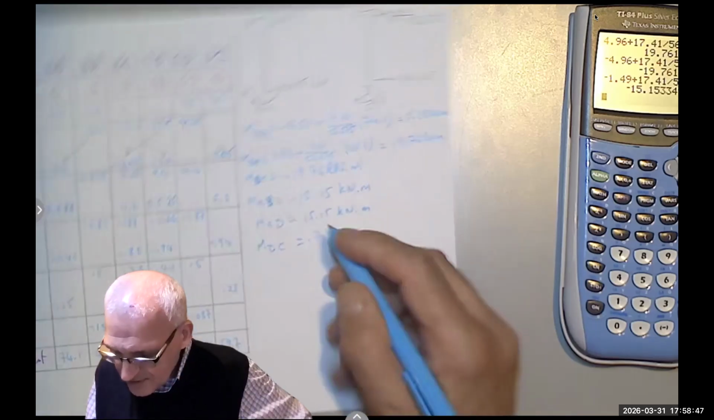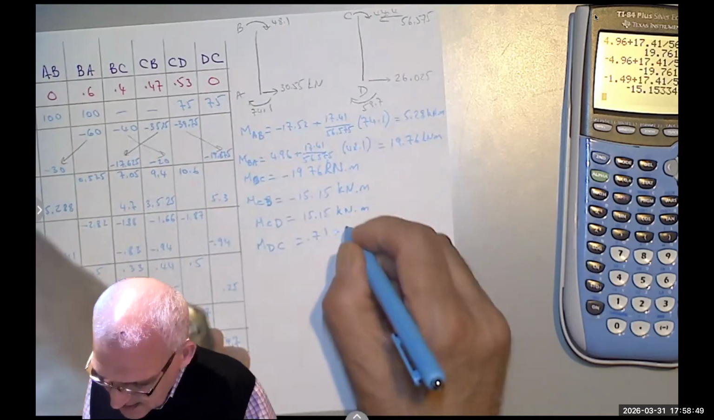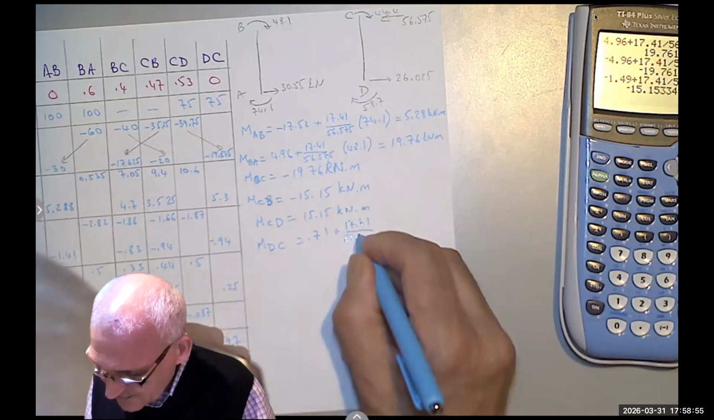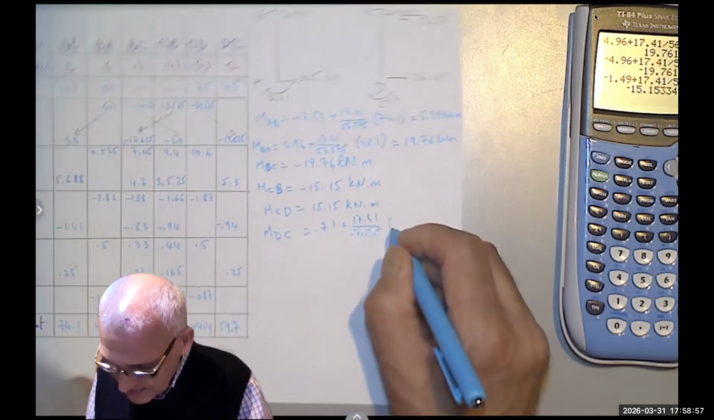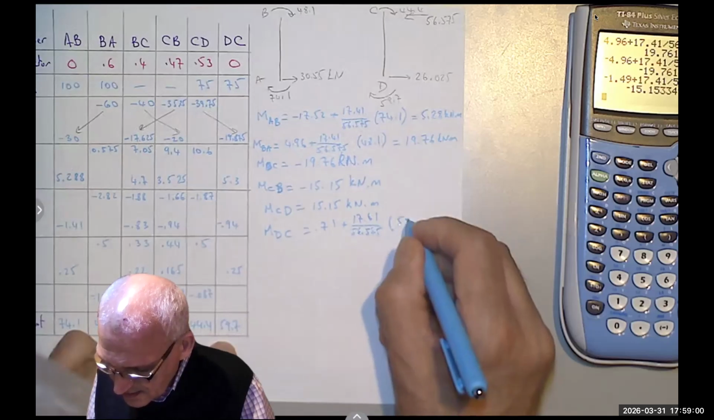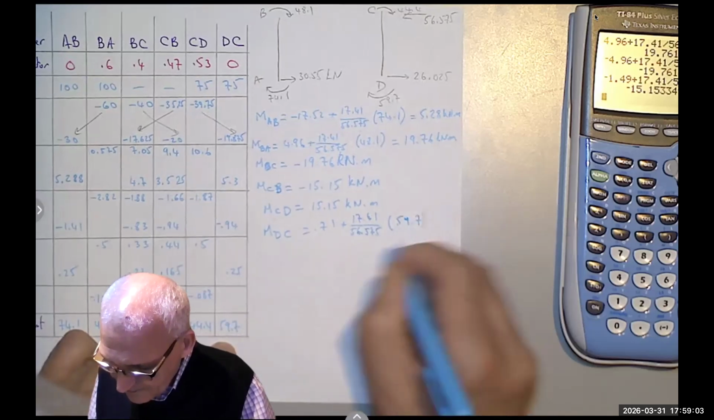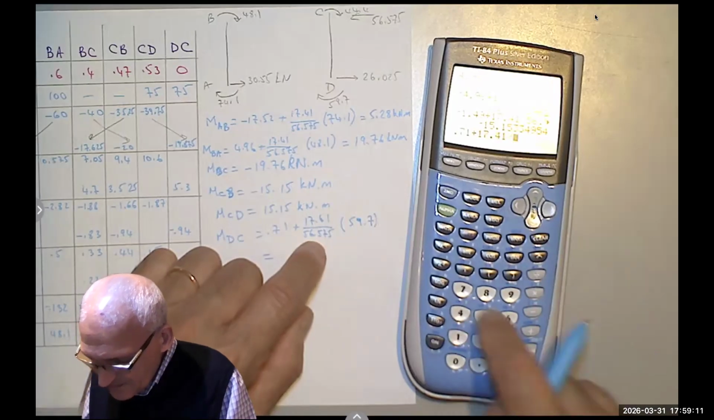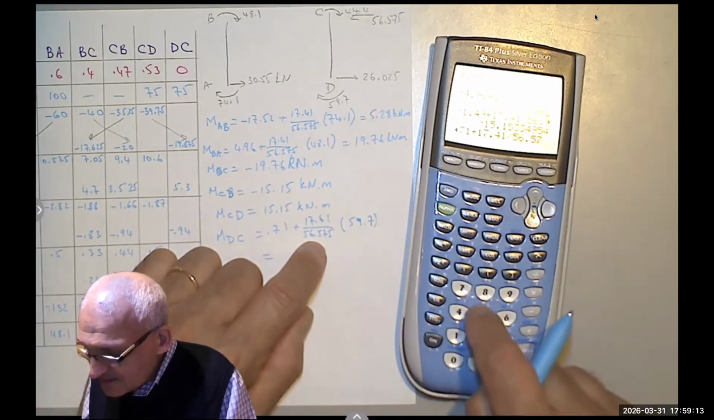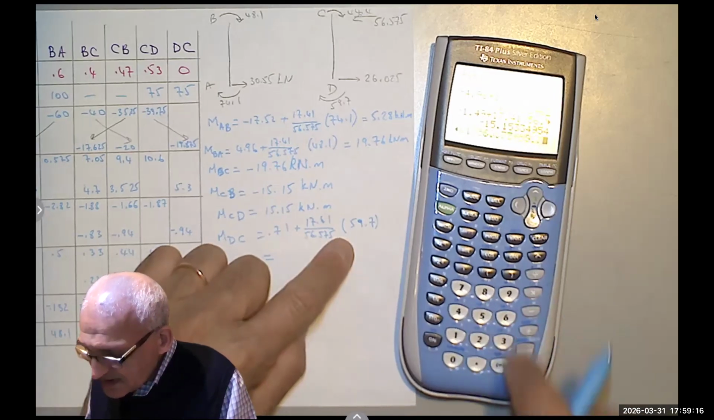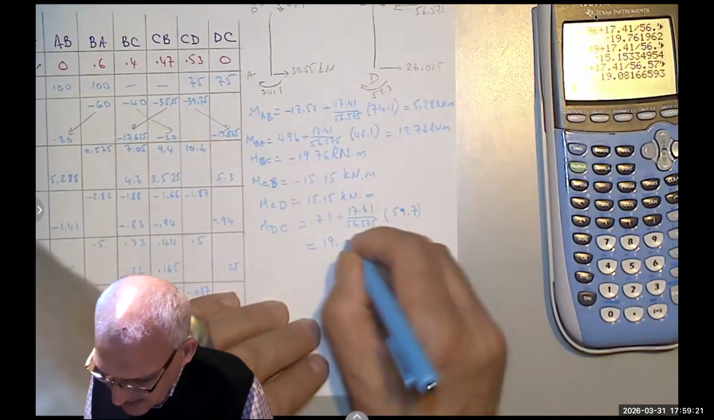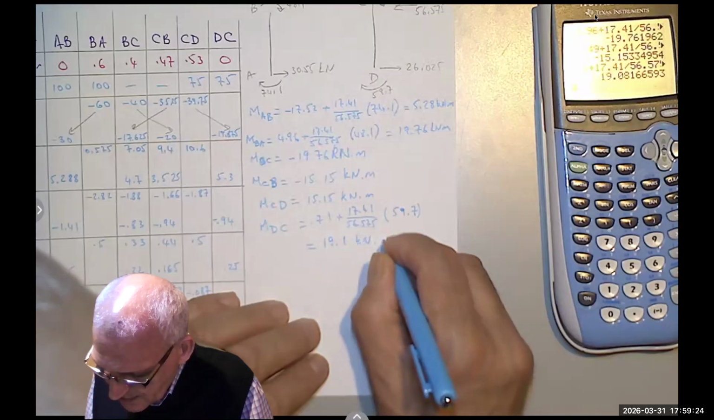That's what I had before, plus 1741 over 56.575 times 59.7 equals 0.71 plus 1741 over 56.575 times 59.7. It gives me 1908 or 19.1 kilonewton meter.